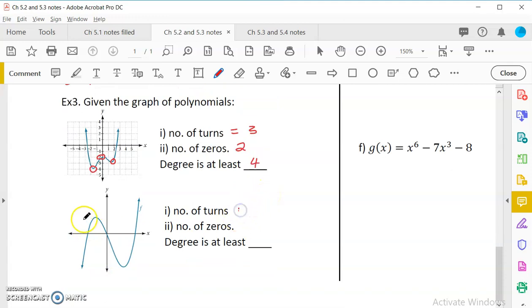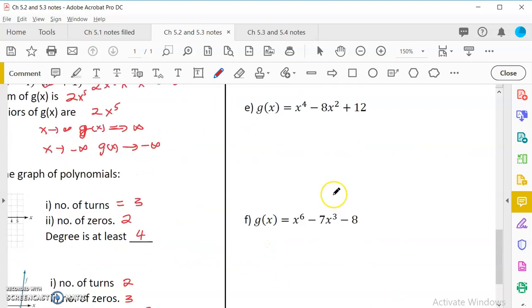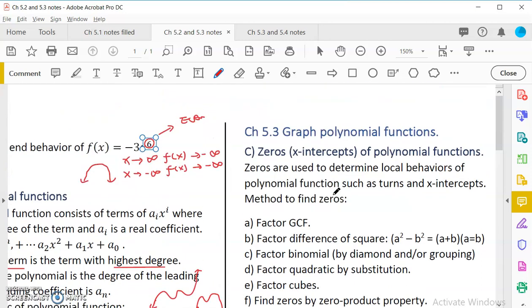Number of turns is only 2, right? So that means I could have degree 3, and the number of zeros is 1, 2, 3. So 3 zeros. So the degree is at least 3, because the degree should be at least the same as the number of zeros. So that's all we have for part 1, and that's actually all of chapter 5.2, and we'll do 5.3 in the next video.